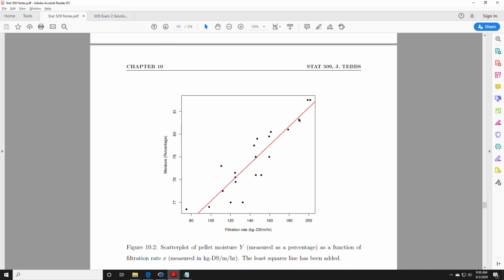Okay, you cannot possibly fit a better line than this to minimize the squared distances between each point and the line. Okay, and that's the gist of linear regression. It is the best line in that way.